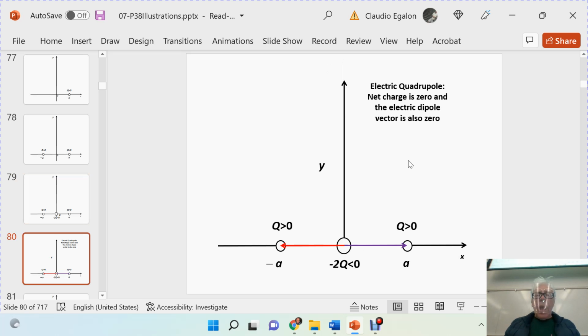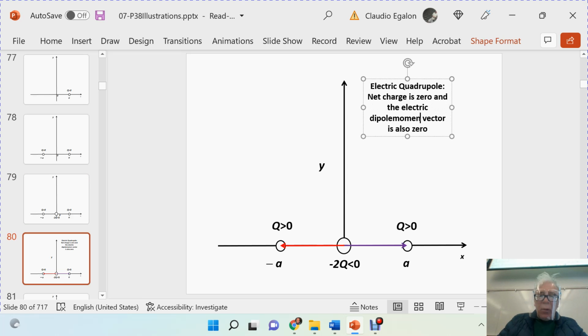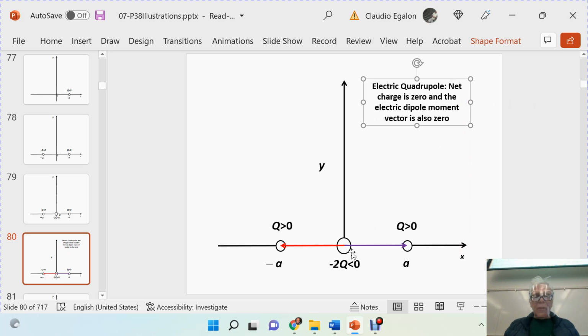And why is it an electric quadrupole? Well, it's considered an electric quadrupole because the electric dipole moment vector is equal to 0. We have an electric dipole moment to the left, another electric dipole moment to the right. You sum this vector to this one, and we get a 0 value.